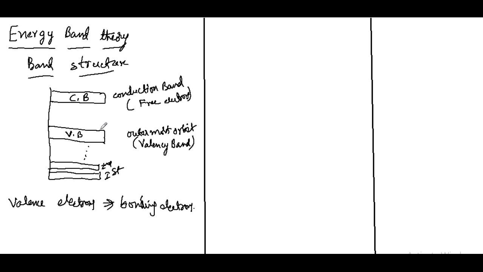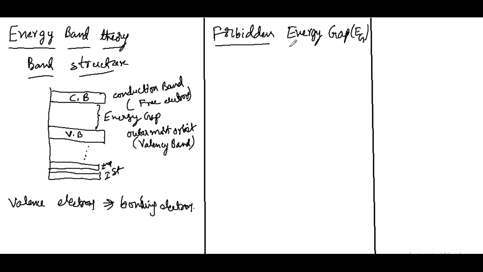If the bond breaks, then the electrons become free electrons. Then the electrons jump from the valency band to the conduction band, and in between there is some gap. This gap is called the energy gap. Another name for this energy gap is the forbidden energy gap. From now onwards I will write it as EG. EG is nothing but the forbidden energy gap.